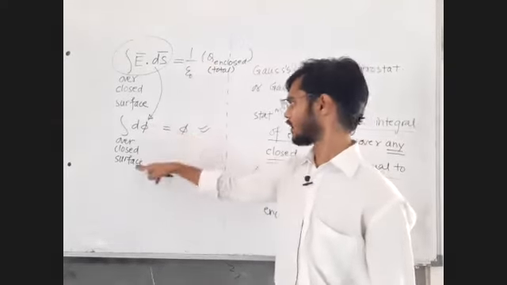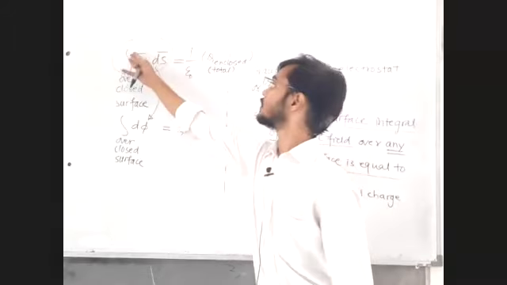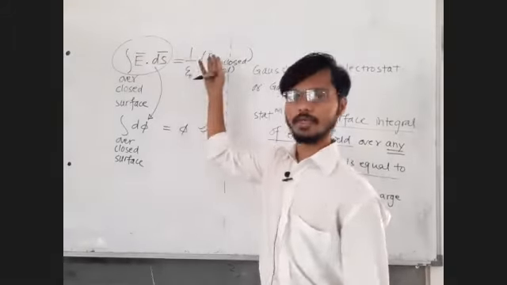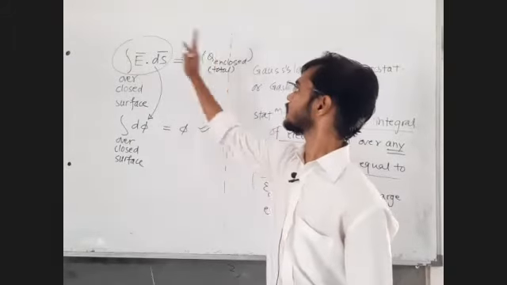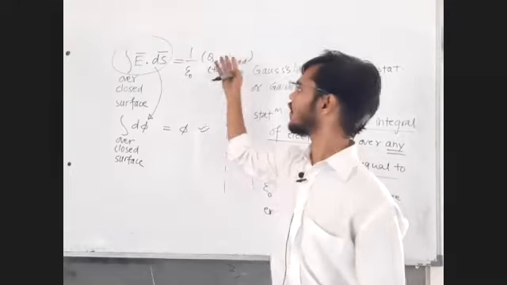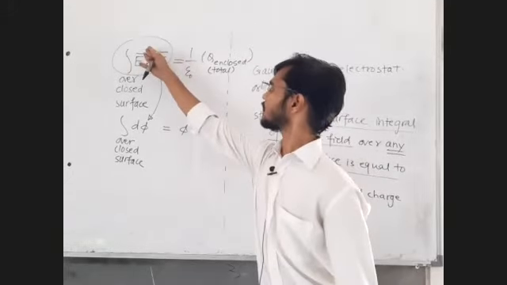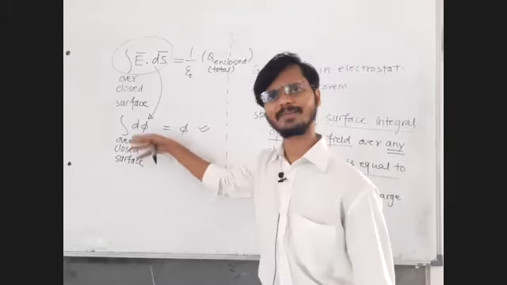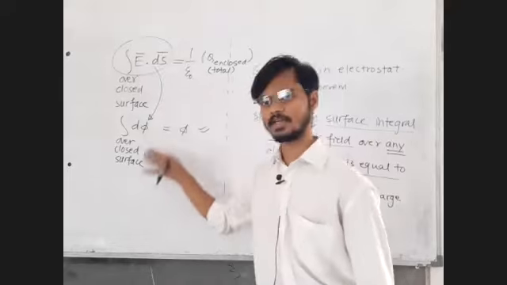We said electric flux over the closed surface is equal to charge enclosed upon epsilon 0. We say A equal to B. They say C equal to B. Now the only thing is to check whether C and A both mean the same. Yes, C and A both mean the same.